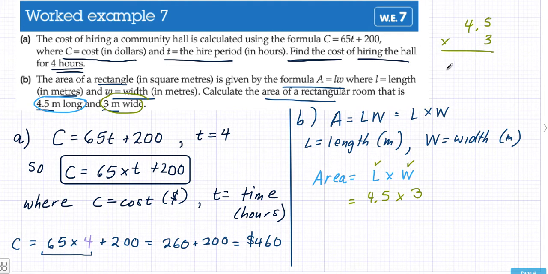You can do this with a calculator or by hand. 3 times 5 is 15, and we'll carry the 1. 3 times 4 is 12, plus 1 is 13. You have one number after the decimal place, so you move the decimal point in one place. So this would be 13.5. Now when we talk areas, it's not just meters, areas are in what we call meters squared. So our area for this example would be 13.5 meters squared, because it's 4.5 multiplied by 3.